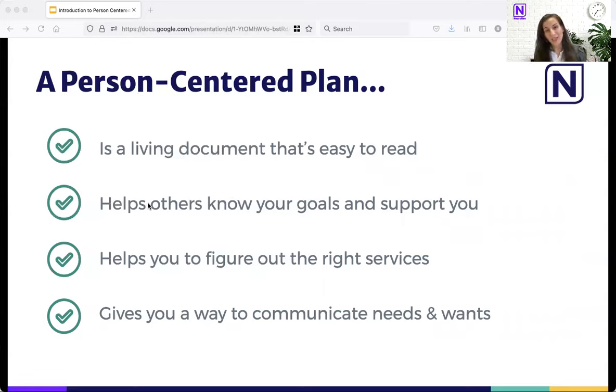And a person-centered plan is something you can act on. You and the people in your life can look at your plan and know what steps they can take to help you reach your goals. And finally, a person-centered plan gives you new ways to communicate who you are and what you want and what you need.